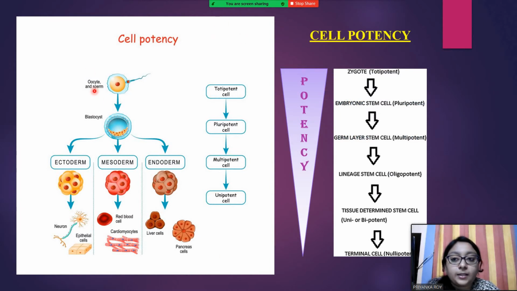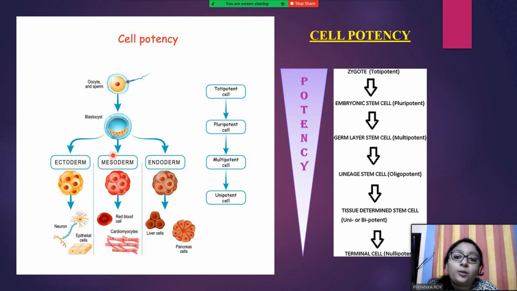Okay, so this is basically a diagrammatic representation of what I just said. Cell potency from totipotent cell to unipotent cell, the potency decreases. It starts with a zygote when the oocyte and the sperm are fertilized, and this is known as a totipotent cell, and from here after subsequent cell divisions it forms the blastocyst structure. I told you that the blastocyst then gives rise to ectoderm, mesoderm, endoderm and forms the gastrula. So we can call it a pluripotent cell.